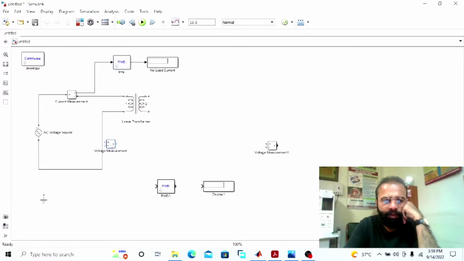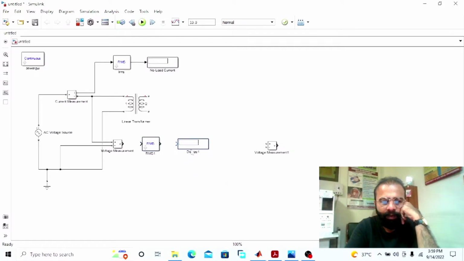Now this voltmeter is connected in parallel with the primary winding, which is the low voltage winding in this case. This voltmeter will give us the primary voltage, which is the low voltage, normally called E1. This is another voltmeter.